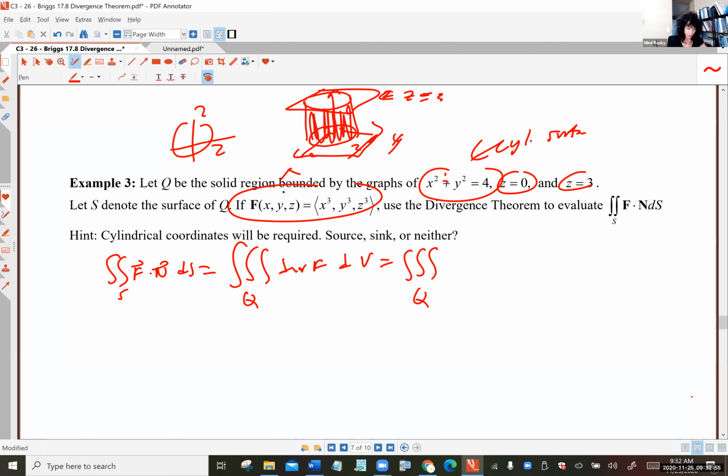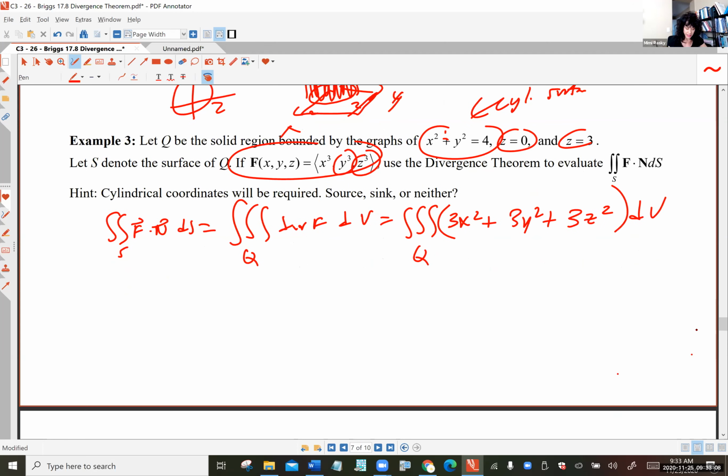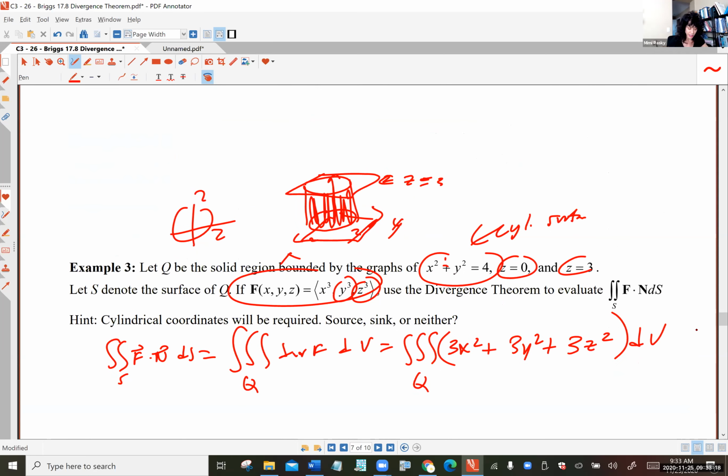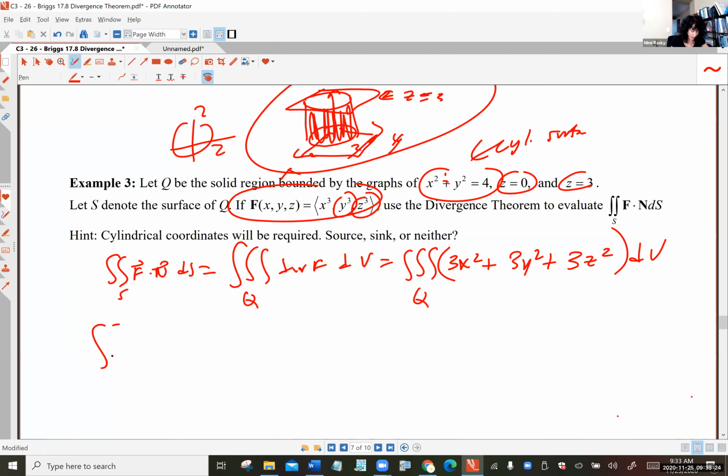So the partial of x cubed with respect to x, and then the partial of y cubed with respect to y, and then the partial of z cubed with respect to z, and I get that. Okay, fine. Now what? Well, this is where you decide what should I do. If you want to try and do this in rectangular, good luck with that. But the best choice is cylindrical because the solid is a cylinder.